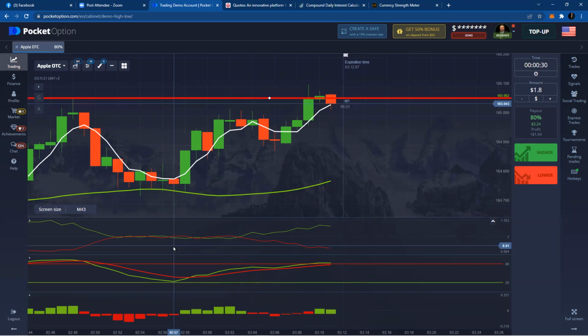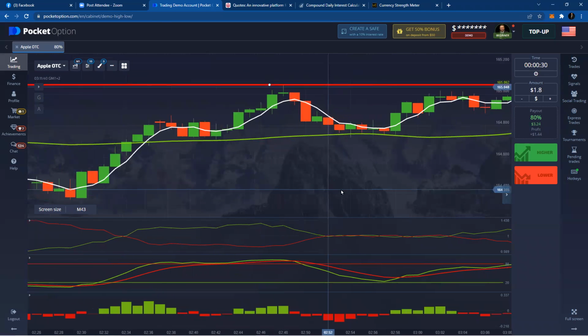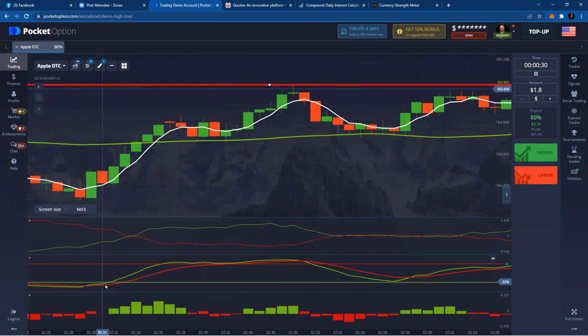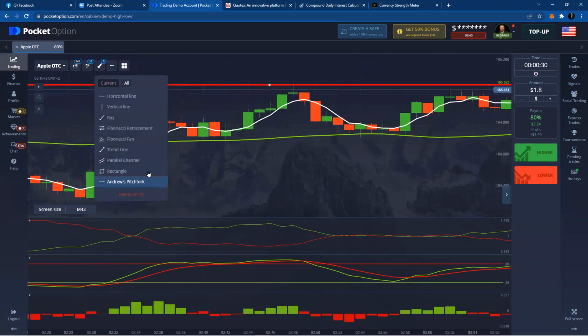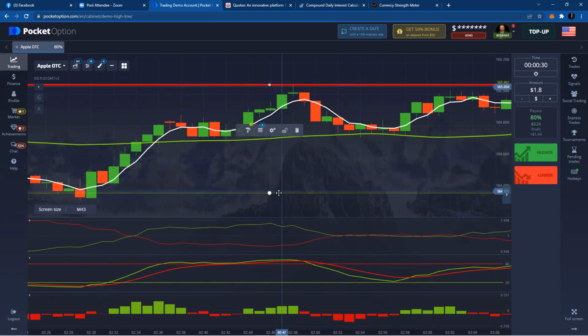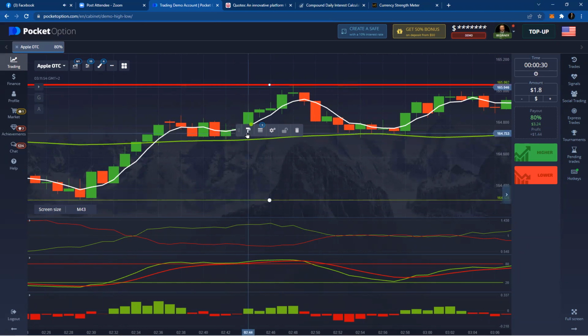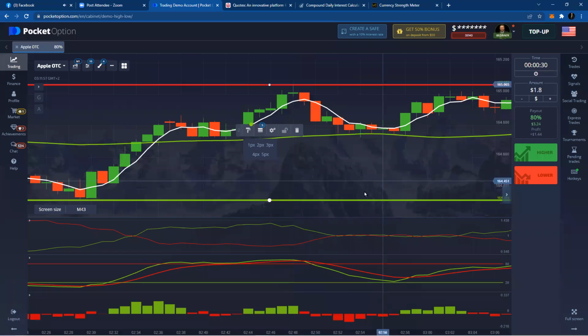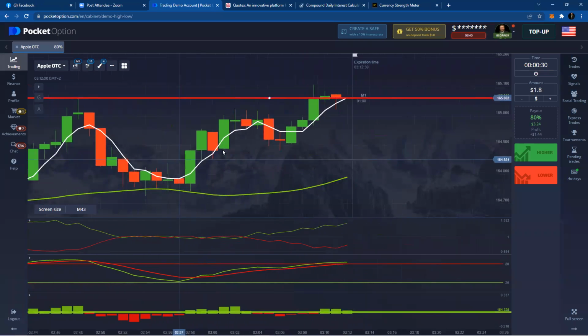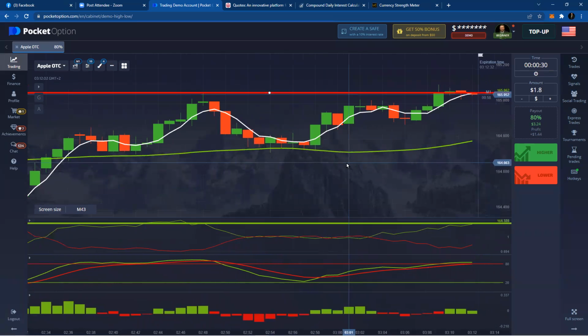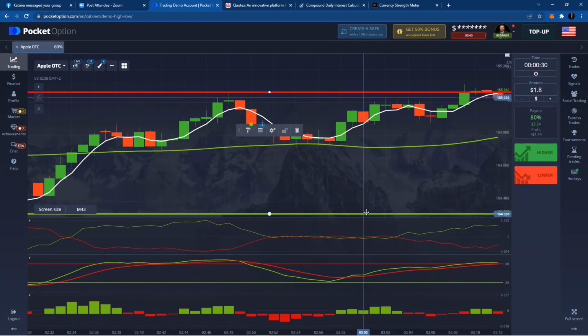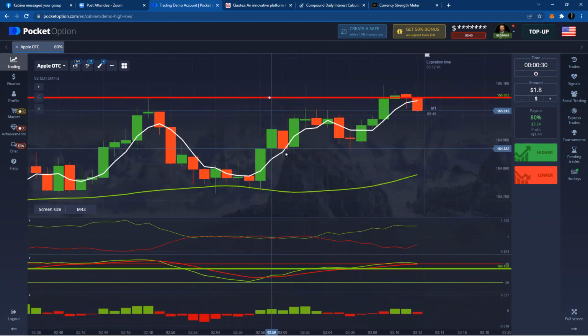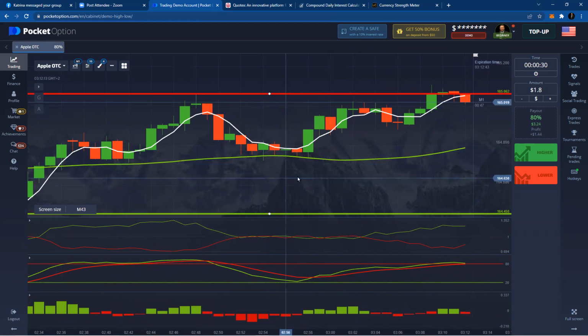Now we looked at the support level, and your support is going to be right here. Okay, so we're going to mark that. We're going to use another horizontal line, and we're going to bring that line right down here. We're going to need that green. We're going to make it 5 pixels. And now we clearly have defined our support and resistance levels. Let me move this up a little bit.